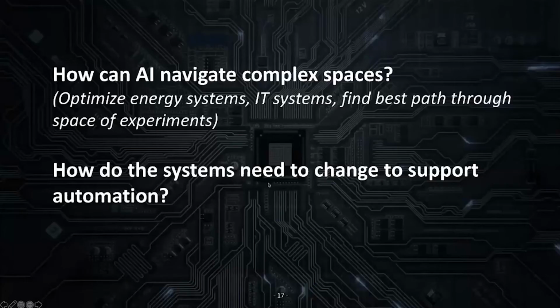So questions at a higher level: how can AI navigate these complex spaces? How can it be used to optimize complex systems, such as optimizing energy systems, IT systems, finding the best path through a set of experiments? There are a number of examples that we're using in both simulations, where we're running massive high throughput simulations, or in experiments to steer the experiment using AI methods. And then, do the systems need to change in order to support automation? Certainly, the infrastructure and transportation needs to change in order to support autonomous vehicles, or at least it could make it much easier to support autonomous vehicles. How do we think about scientific instruments to take these ideas into account?